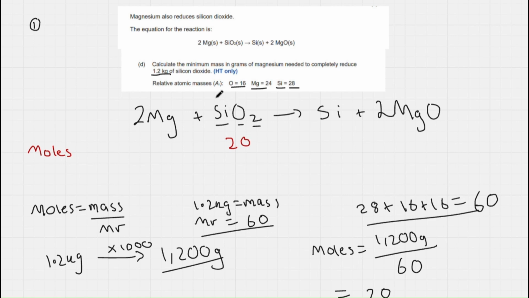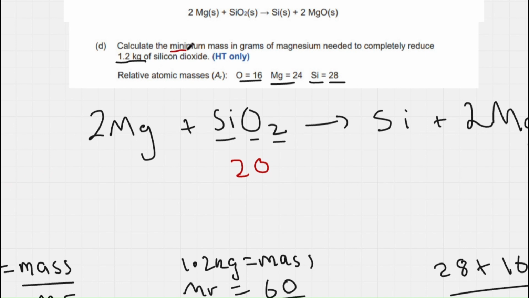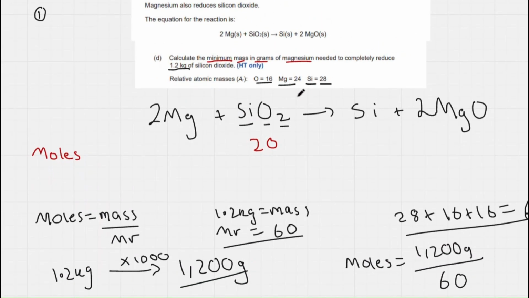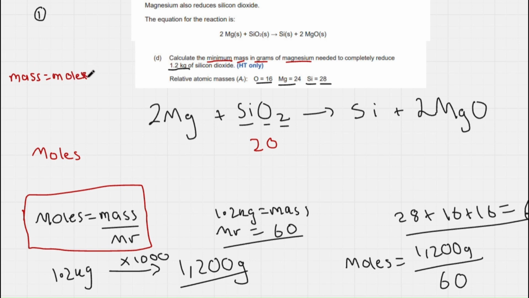Now, the question is asking us to calculate the minimum mass in grams of magnesium. So the way that we can work out the minimum mass in grams of magnesium is by using the same equation. So now we have to rearrange this equation to make mass the subject, and that is mass equals moles times Mr. Okay, mass equals moles times Mr. So we need the moles, first of all. And how can we do that? Well, we've already done the first step, which is find out the moles of silicon dioxide.